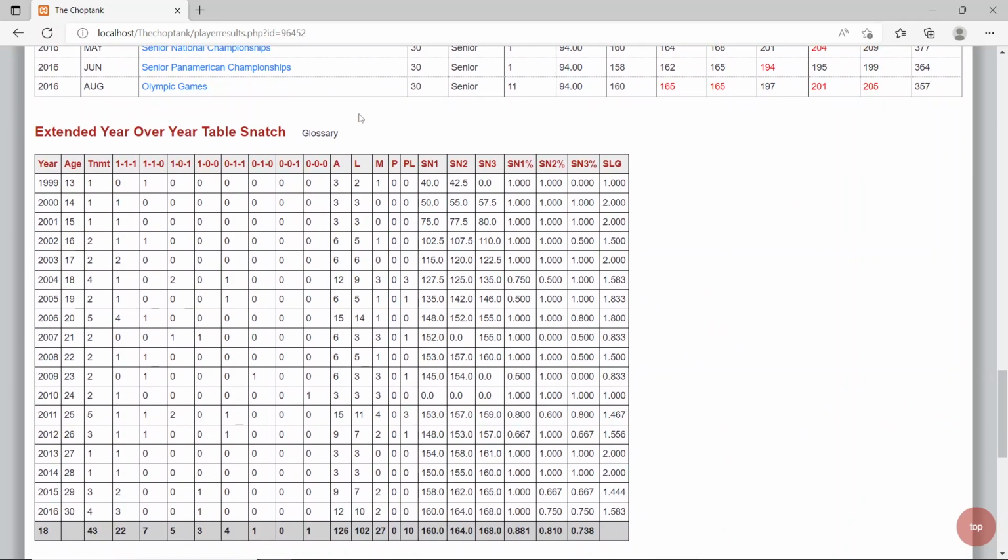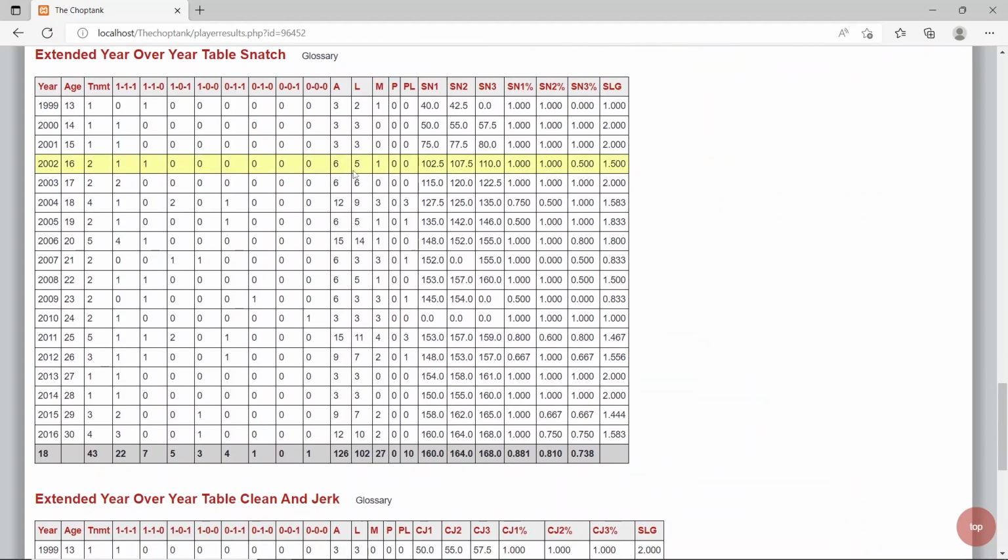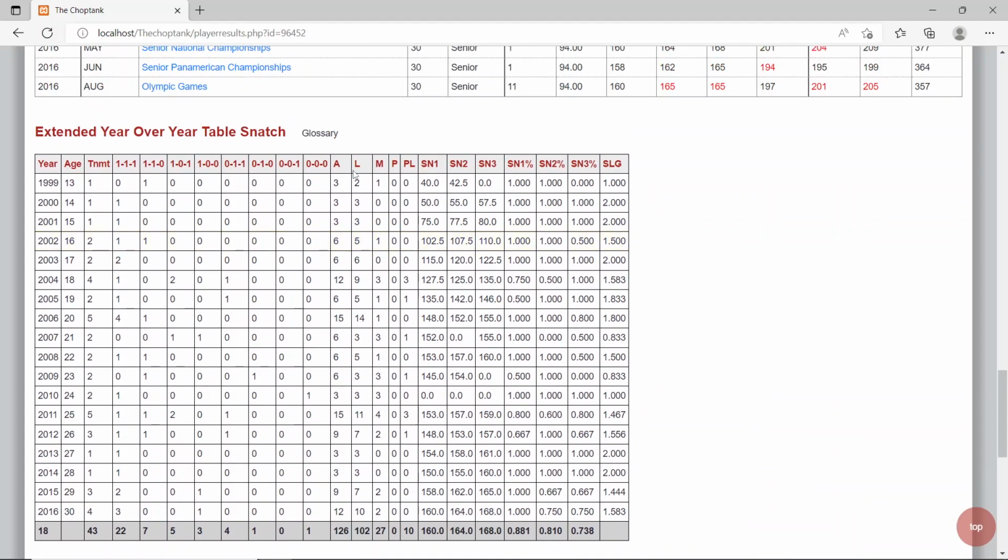Scrolling down a little further, we have the extended year over year table for the snatch and the extended year over year table for the clean and jerk. What this does is it breaks down further the descriptive statistics that we'd like to see for the snatch and clean and jerk. We thought it would be cool to ask ourselves how many times did a lifter make all three attempts in the snatch, or make their first two but miss their last one, etc. And that's what this table does.